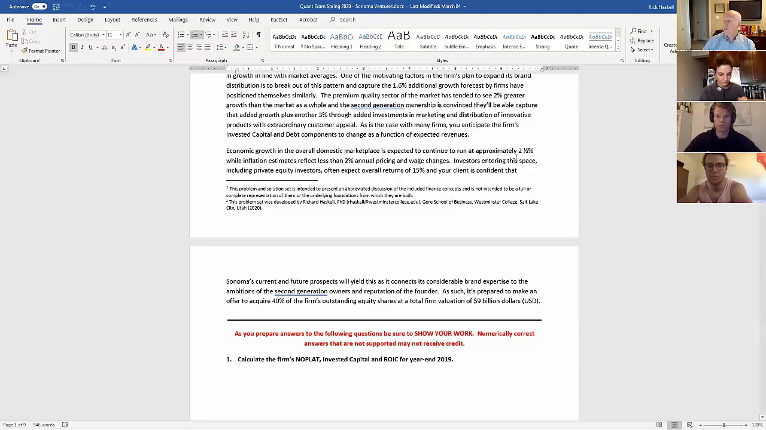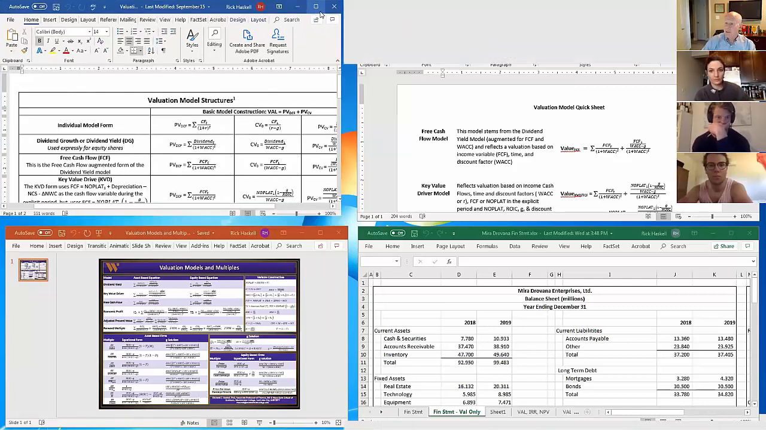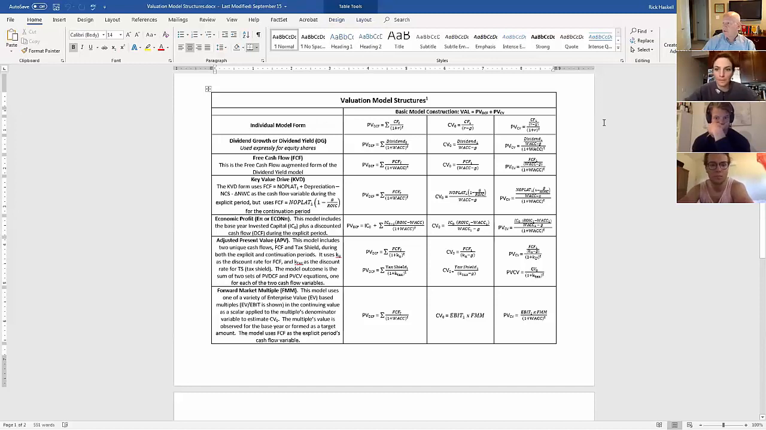Okay, so let's go ahead and move on, and let's start to look at some valuation structures. So I'm opening up the valuation model structures quick sheet, and I sent this to you through WhatsApp this morning. Also, you have it on Canvas. And as we look at this, we see a couple of things.